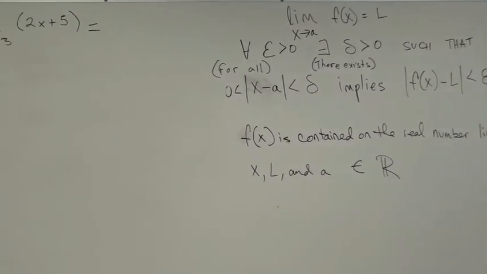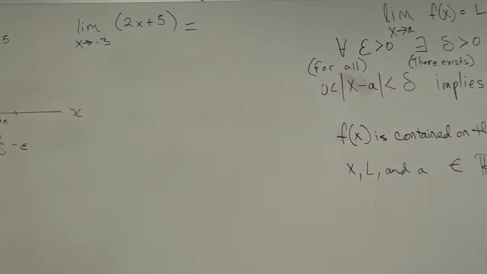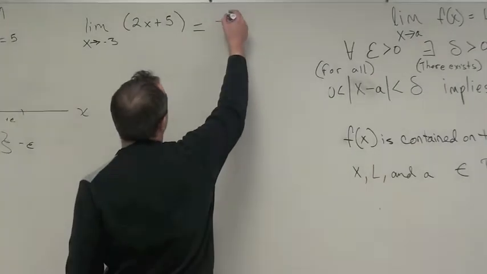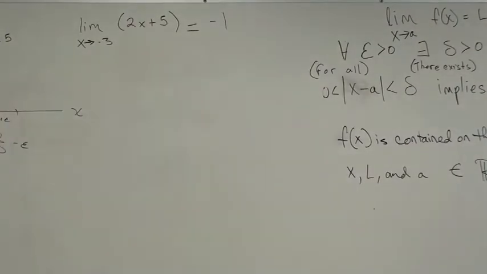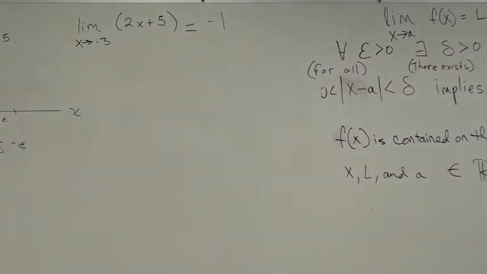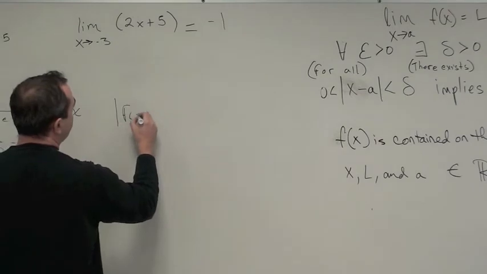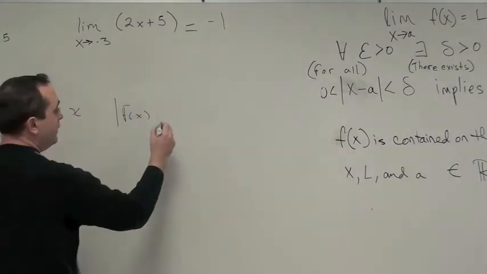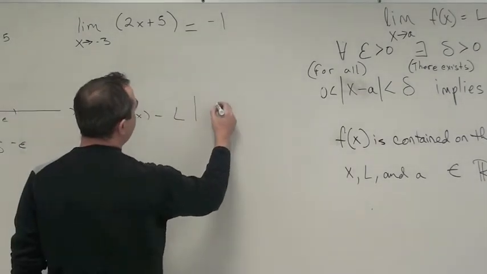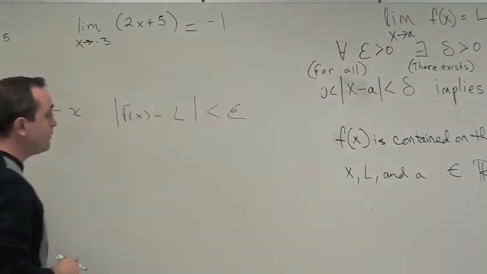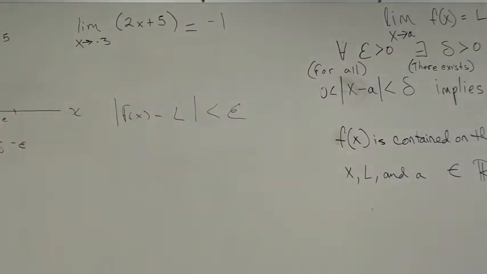So in this case, we know at this point that the limit as x approaches negative 3 is going to equal negative 1, and we can see it graphically. So we're starting at the end. We know our function, f of x, which is equal to 2x plus 5, minus our limit is going to be less than epsilon. What we're trying to figure out here is a delta that's going to work for this proof.